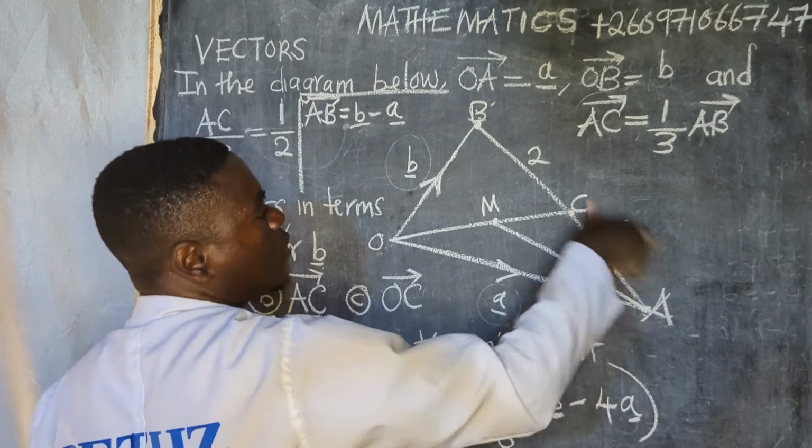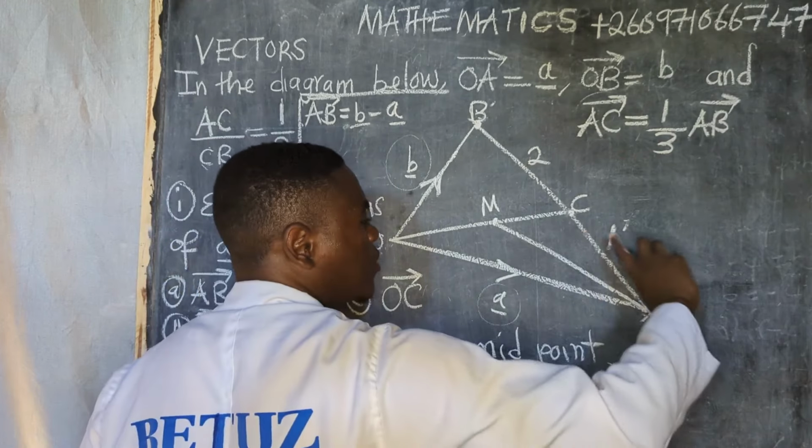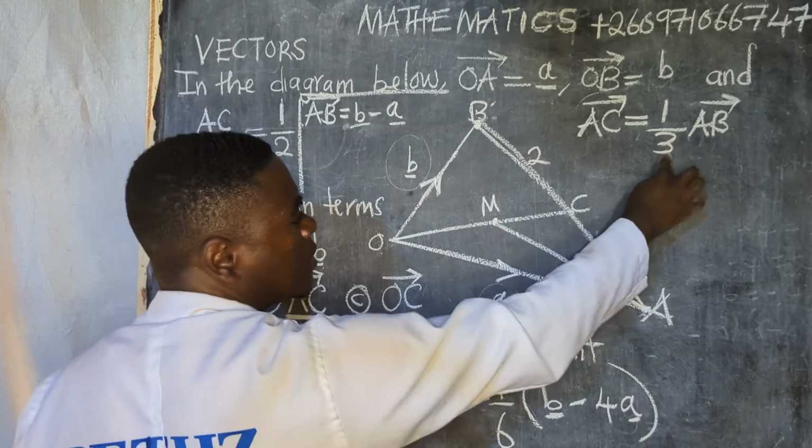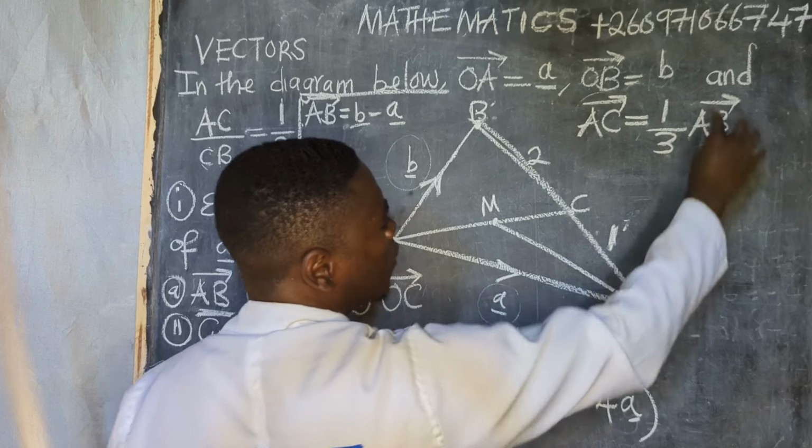This is what it means, so this is what you are supposed to get. AC is just the short path of what? AB. So it is 1. The total line is 3. This is the 3, and this is AB. So from here, what do we do?